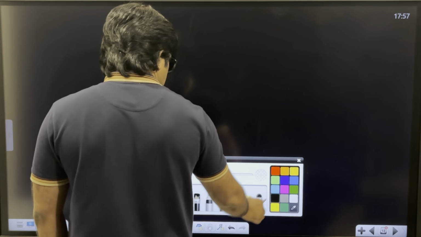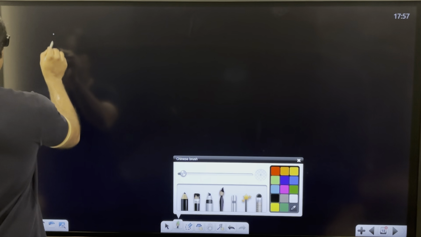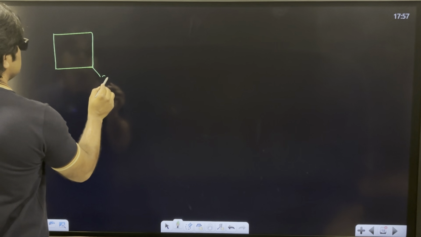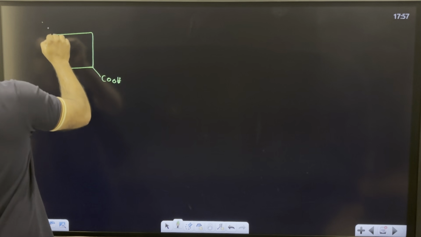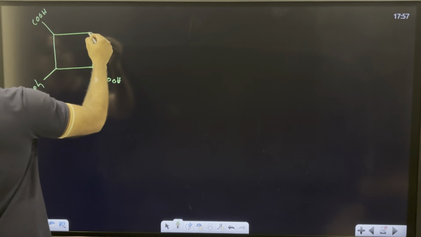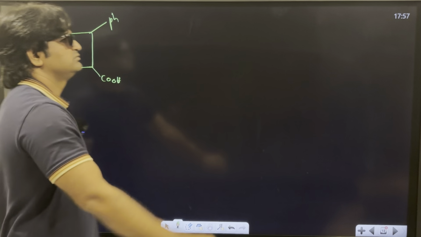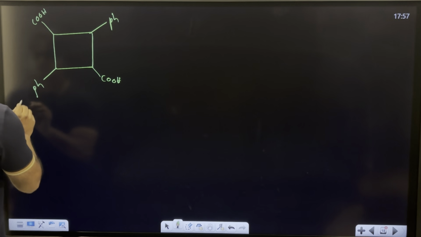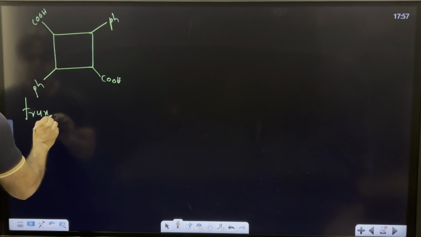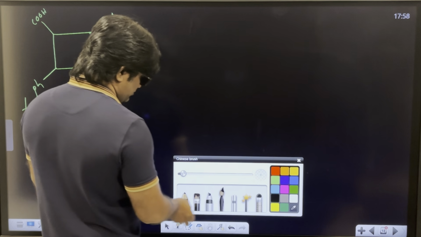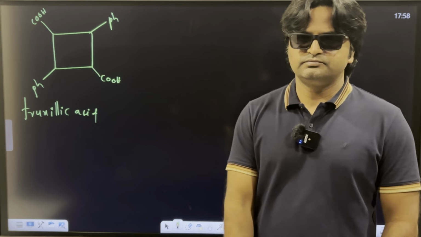This is a previous question. The molecule is given like this: COOH, and in the opposite direction COOH. Here a phenyl group is given. This is a previous question, PYQs. What is the name of this molecule? Truxilic acid. What are the possible geometrical isomers of this truxilic acid?